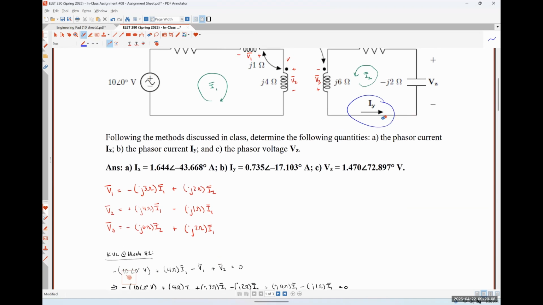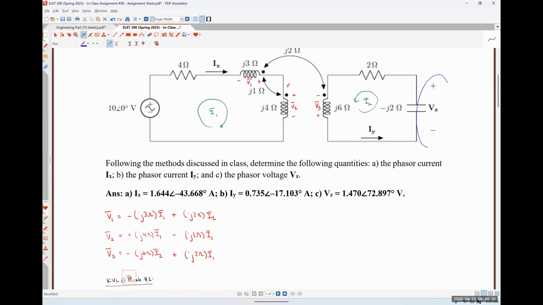And then lastly, this voltage VZ, how is it related to I2? So this is where we would actually use Ohm's law. So tell me what that's going to look like.